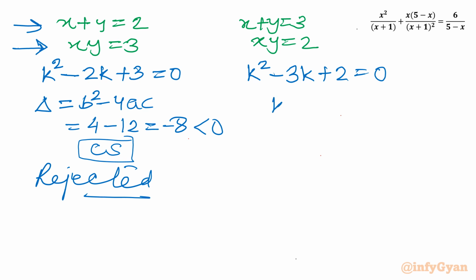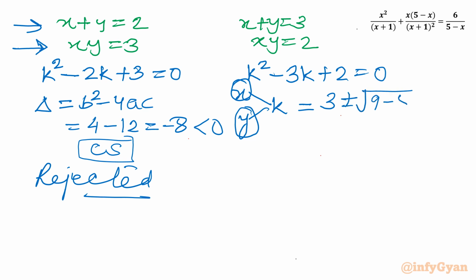Now let's consider the second quadratic equation. I will write k equal to, remember, the k value will be the value of x and y. So k equal to minus b. We can do factorization also. Let me write the quadratic formula: minus b plus minus under the root, b square is 9, minus 4ac is 8, divided by 2a is 1.